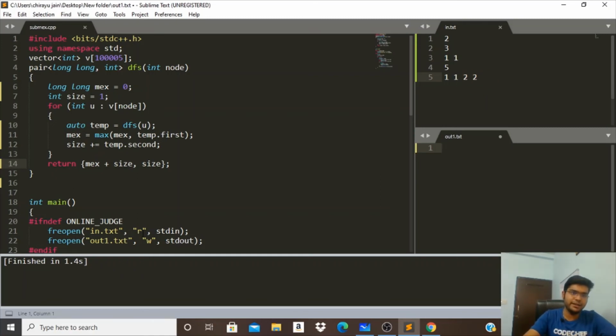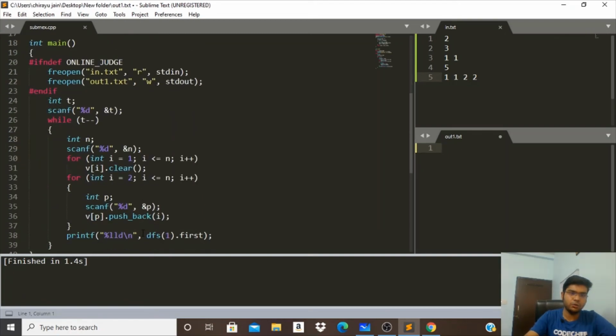So we declared a 2D vector, and from i equals 1 till i less than or equal to n, I cleared all the spaces of that vector, right? And then I am asking for the parent, right? So which is the parent of that particular ith node, starting from 2 till n, right? So I am taking the input p as the parent value, and I am pushing the value of the ith node, like this is the parent node, right?